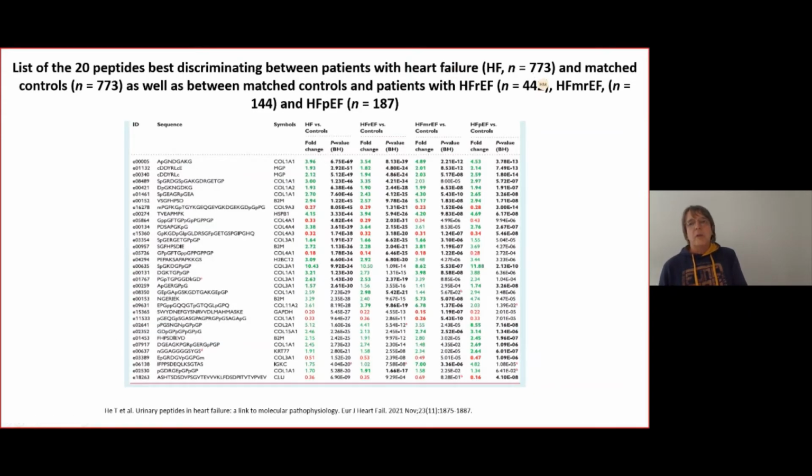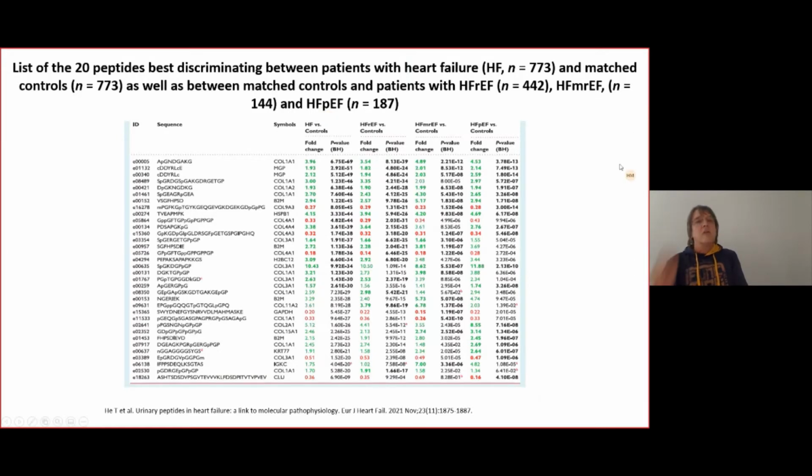So what we did is we compared a little bit more than 700 subjects with heart failure to matched a little bit more than 700 controls. And then heart failure is separated in heart failure with reduced ejection fraction and preserved ejection fraction. So we also could separate in HFrEF, reduced ejection fraction, and HFpEF subjects.